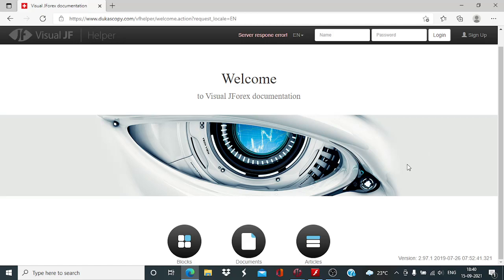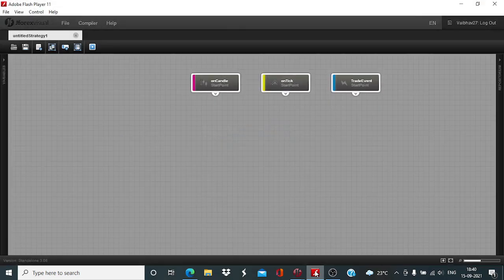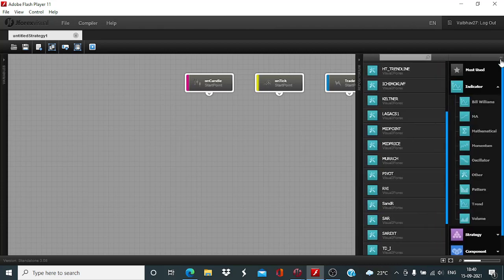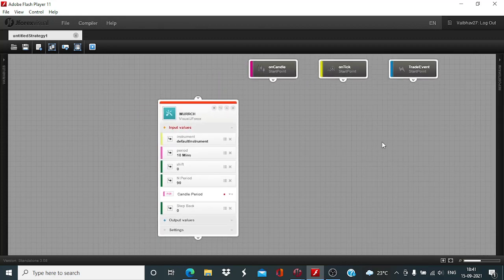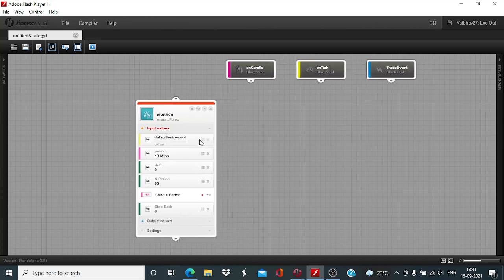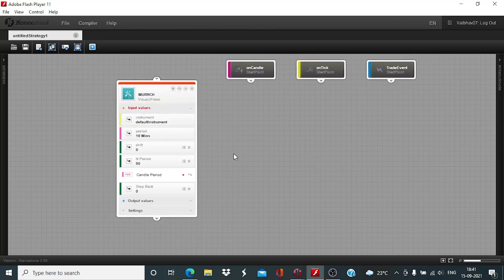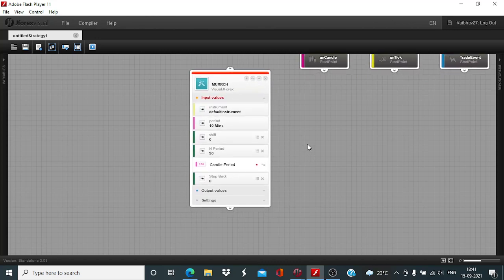So let us now head to the Visual JForex platform, which has been developed by the Dukascopy Bank SA. You will find this indicator below the mid price which we had considered in the last session. Now it's the turn of the Murrey channel. This is a very interesting indicator.